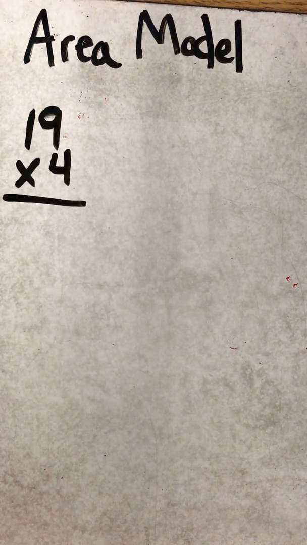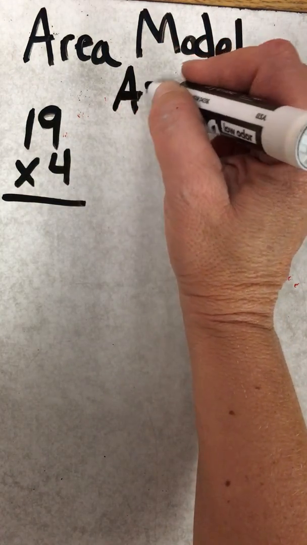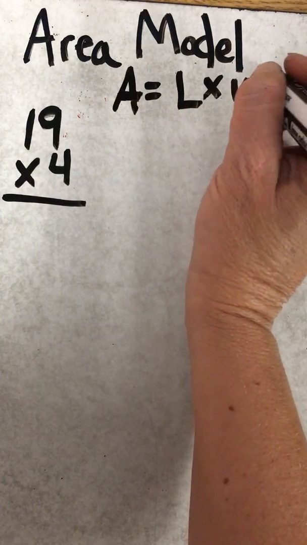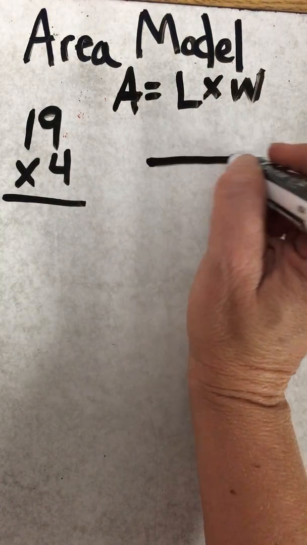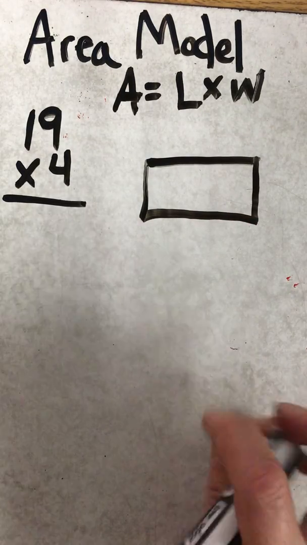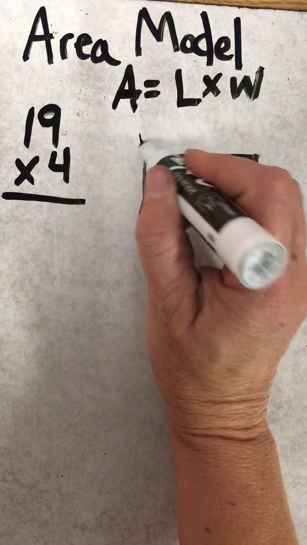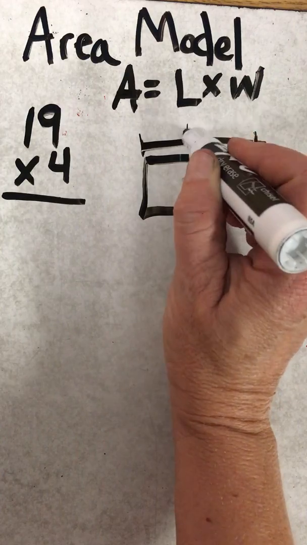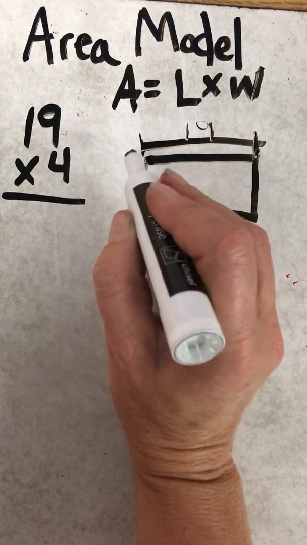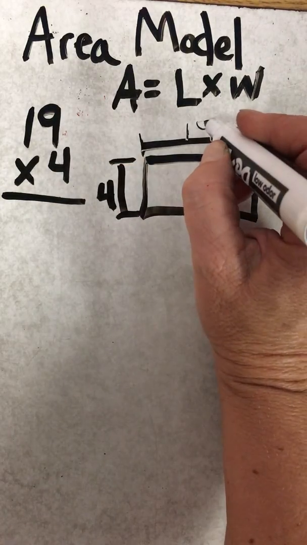Today in class, we talked about using an area model to solve for multiplication. We should recall from last year that the formula for area is area equals the length times width. So in this case, we're just using a model to demonstrate that and what that math looks like. So if I were to model 19 times 4, I could say that my length was 19 and my width was 4. And then I would solve the problem like such.